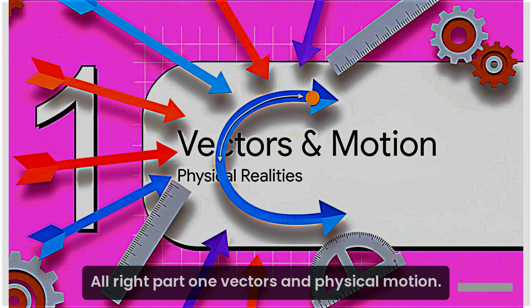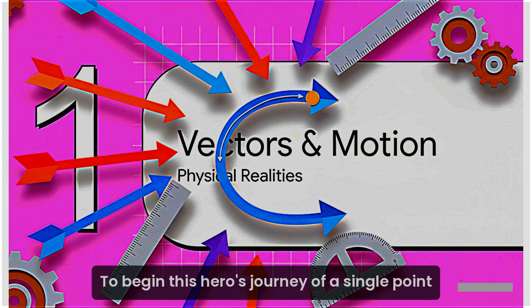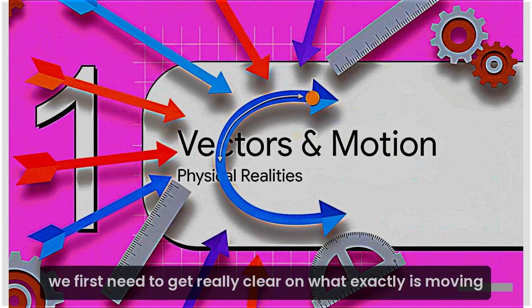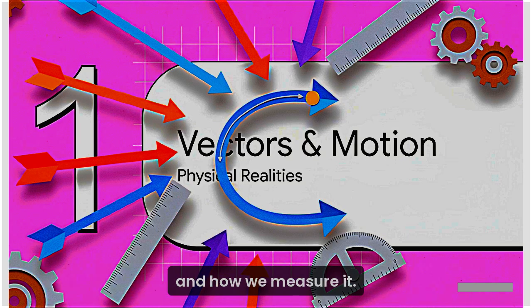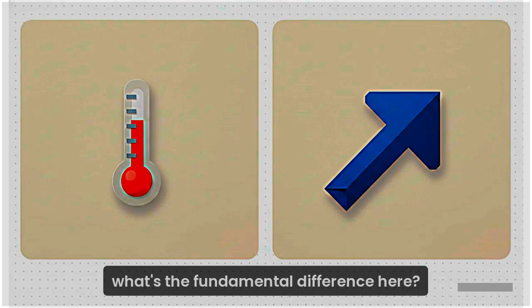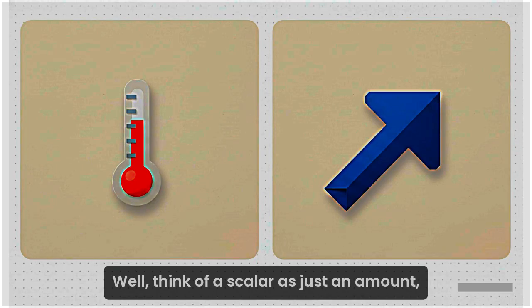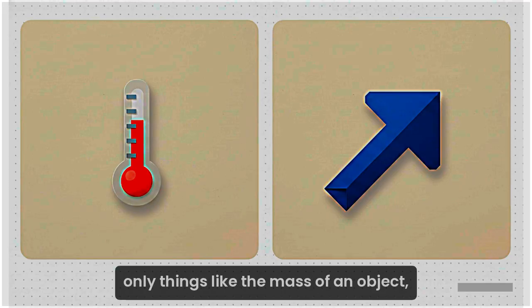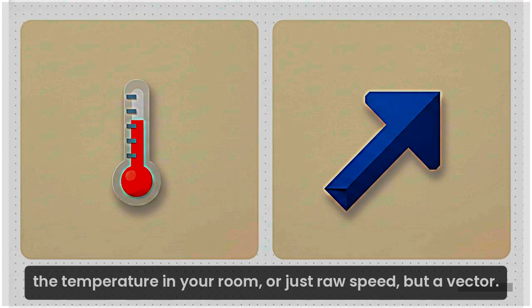All right, part 1, vectors and physical motion. To begin this hero's journey of a single point moving through space, we first need to get really clear on what exactly is moving and how we measure it. Now you might be wondering, what's the fundamental difference here? Well, think of a scalar as just an amount, a quantity with magnitude only. Things like the mass of an object, the temperature in your room, or just raw speed.